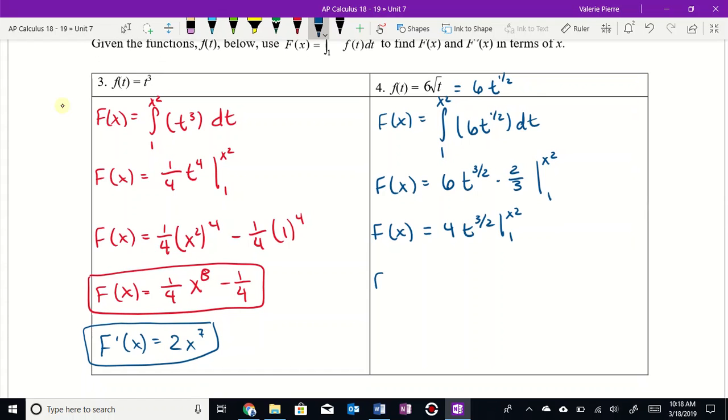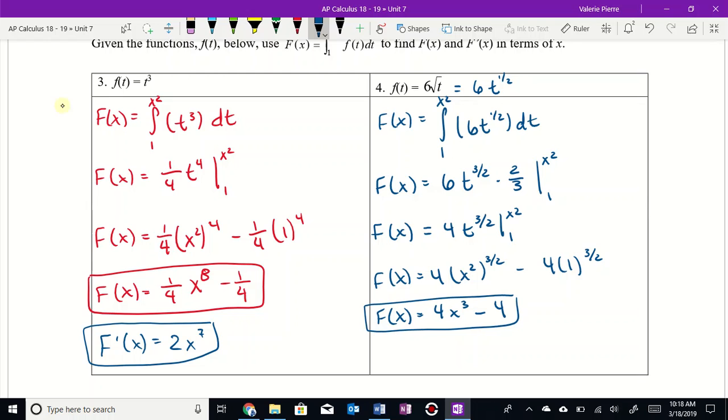So now using FTOC, we're going to plug in our limits of integration. So we have 4 times x squared to the 3 halves minus 4 times 1 to the 3 halves. So capital F of x is equal to 4x cubed minus 4, and capital F prime of x is equal to 12x squared.